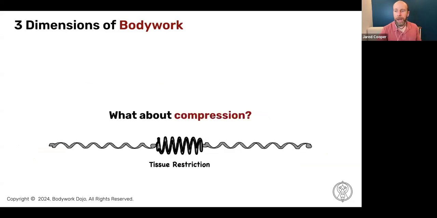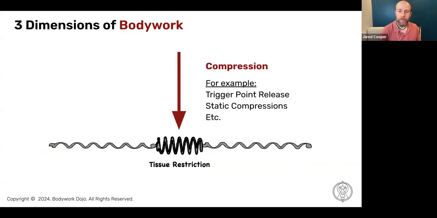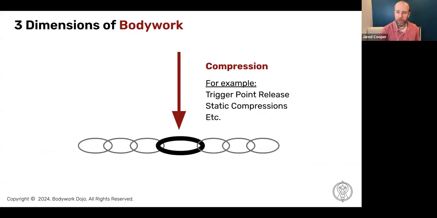Okay, what about, for those of you that said compression? What if we just push on the restriction? What would be an example of doing that? Well, trigger point release. When you do trigger point release, you are applying compression right on the spot. Static compressions, like you do in Swedish, you're going to that right on the spot. There's other modalities that kind of focus on applying compression. What happens if you apply compression to a tissue restriction?